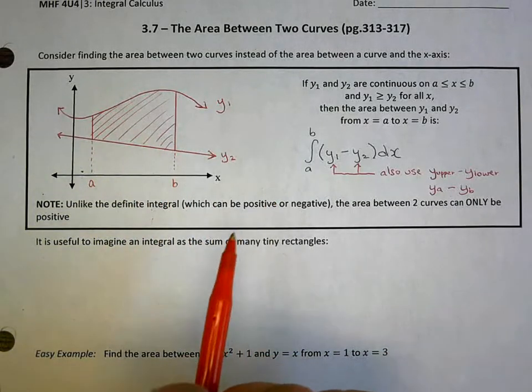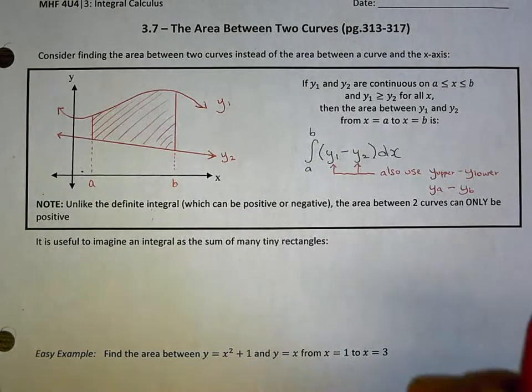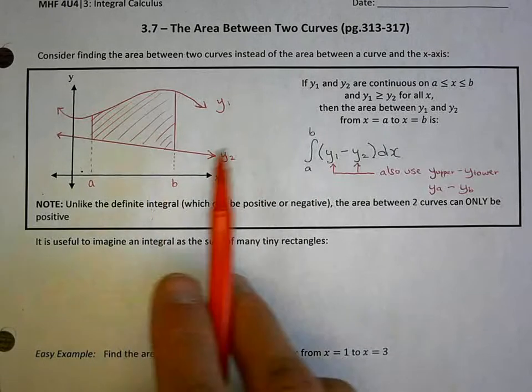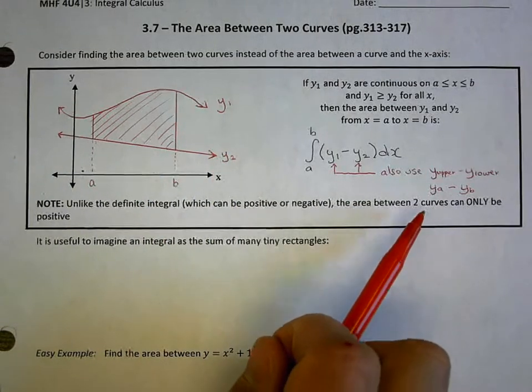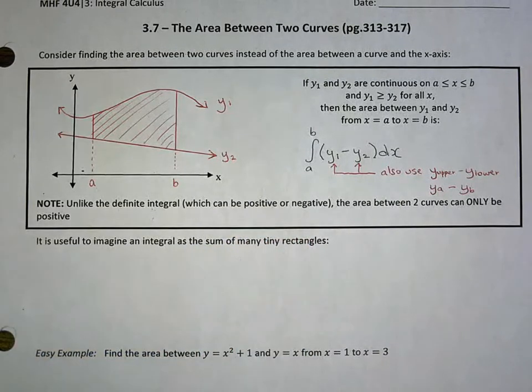Think about it. You want to buy a rug that has an area of 5 meters squared. You can't buy a rug that has an area of negative 5 meters squared. So area between two curves is always positive, and that's a big distinction that IB sometimes gets really hung up on. So please make sure you're comfortable with that idea.